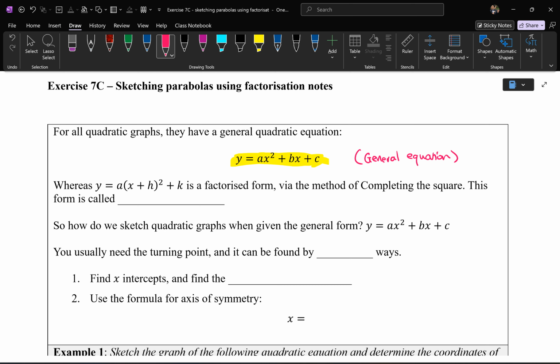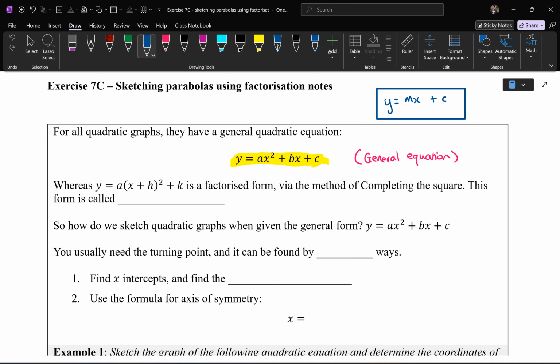Out of curiosity, what was the general linear equation again? Anyone remember? Hands up. Una? Yeah, ax plus c. Usually we call it mx plus c. But regardless, whether it's a or m, they're all parameters. Traditionally, we say y equals mx plus c. That's the general equation for a linear.